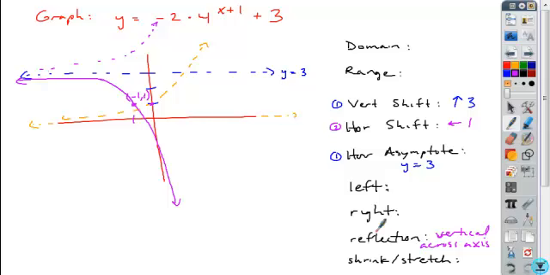Is there any shrinking or stretching occurring based on this a value, this multiplier? Again, the negative is the reflection. Is the absolute value of this greater than 1? Yes, therefore it's going to have a vertical stretch effect, which makes it steeper.